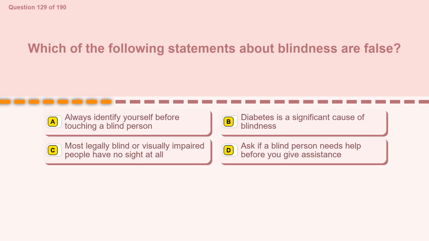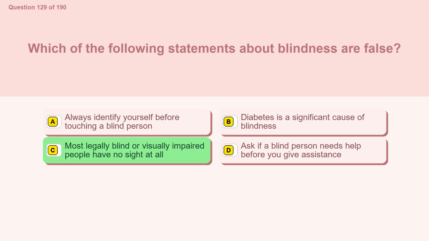Question 129. Which of the following statements about blindness are false? Option A, always identify yourself before touching a blind person. Option B, diabetes is a significant cause of blindness. Option C, most legally blind or visually impaired people have no sight at all. Option D, ask if a blind person needs help before you give assistance.